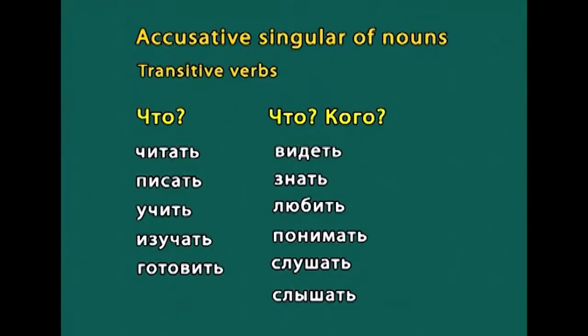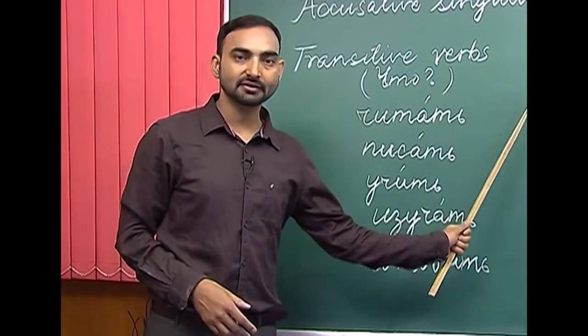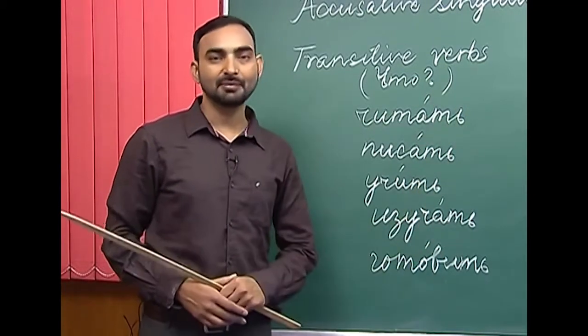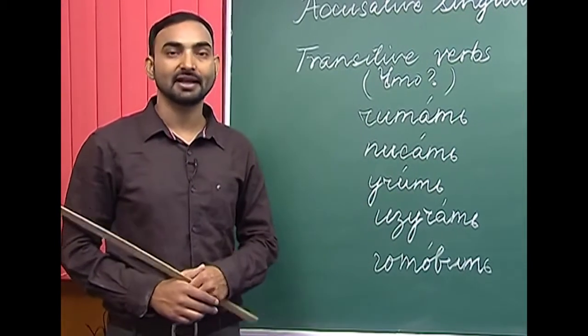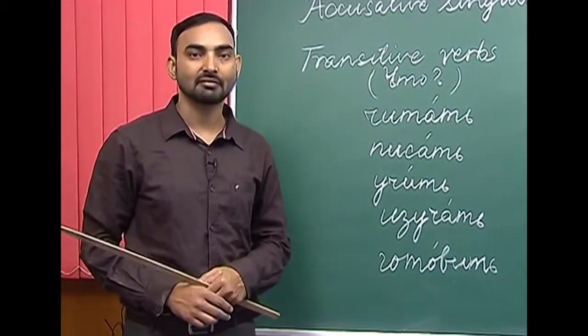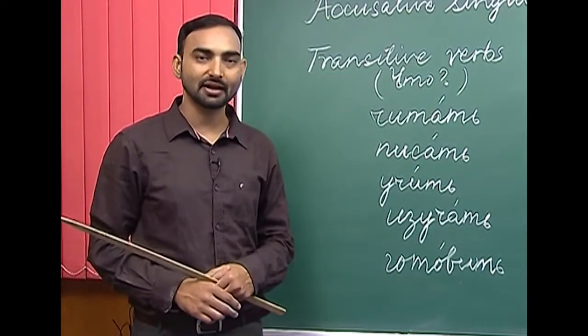The verbs that answer the question что are читать, читать you already know, to read, писать, to write, учить, to learn, изучать, again to learn, готовить, to prepare. When we add a direct object after these verbs, the meaning becomes complete. For example, читать что? Что вы читаете? Я читаю роман, I am reading a novel. Я читаю рассказ, I am reading a short story, and so on.